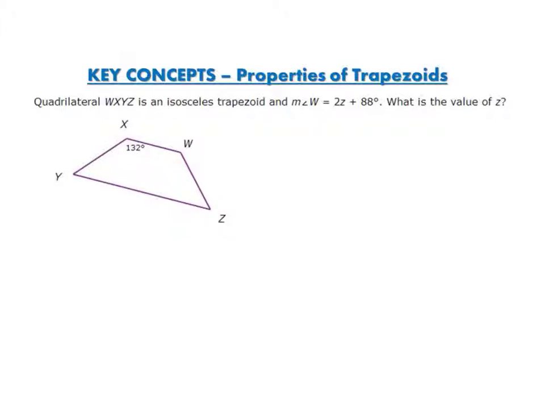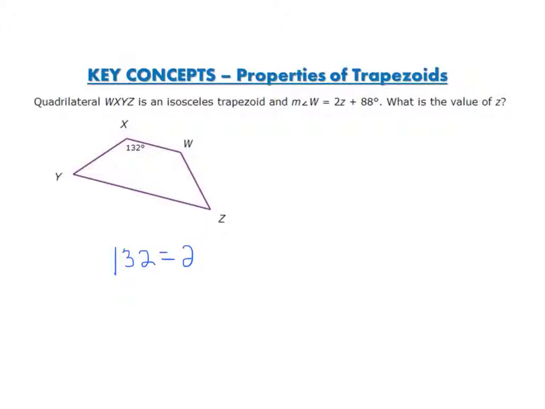The first problem says that quadrilateral WXYZ is an isosceles trapezoid, and the measurement of angle W is 2Z plus 88. The question is, what is the value of Z? All right, well, if you notice, angle X and angle W are a pair of base angles, which means they are congruent. They are the same. So I'm going to put them equal to each other.